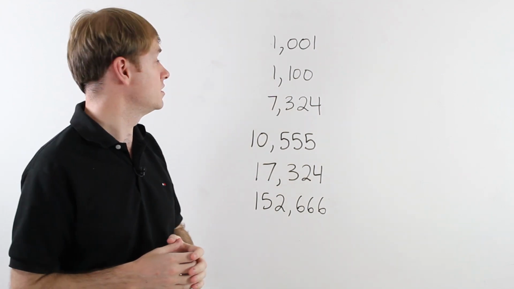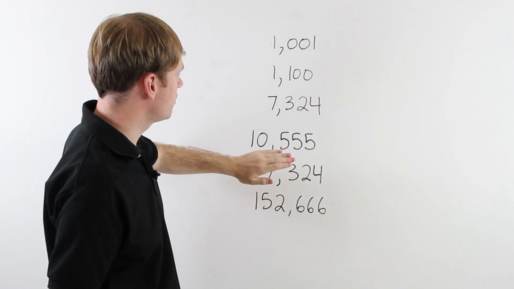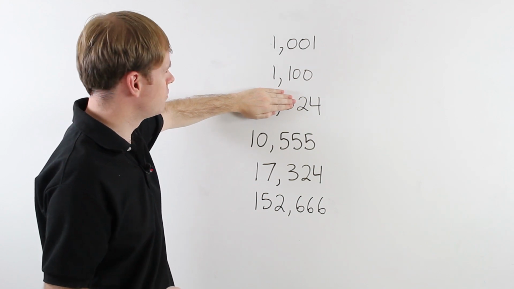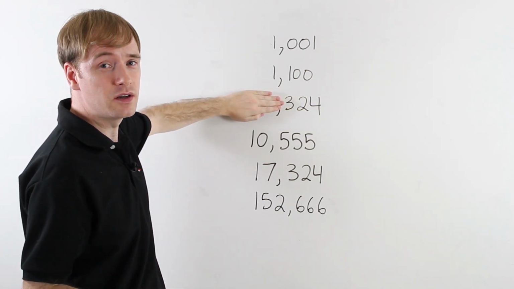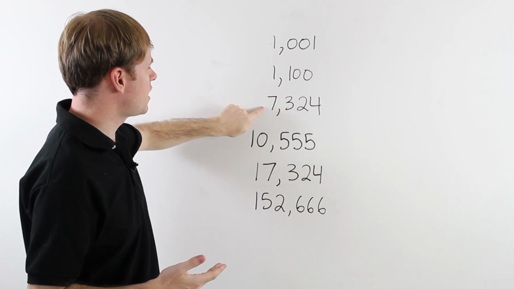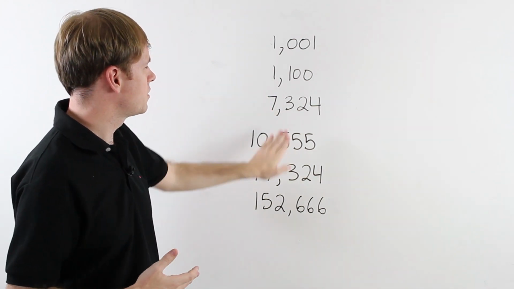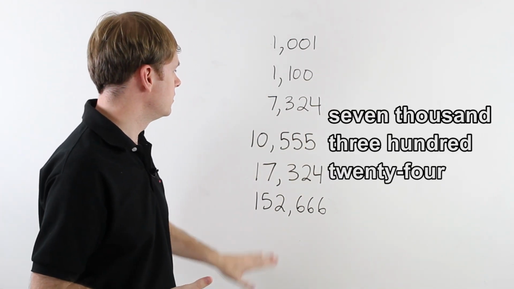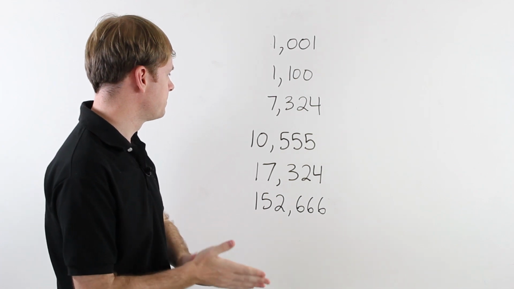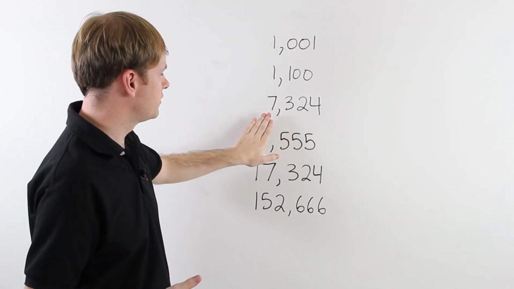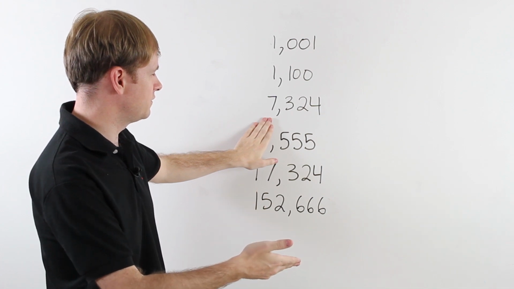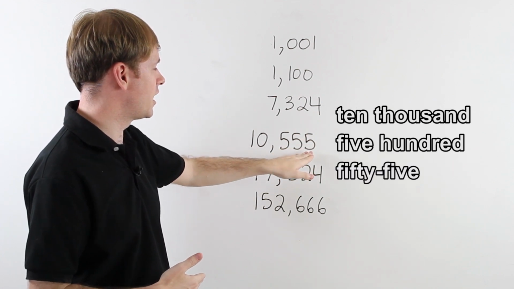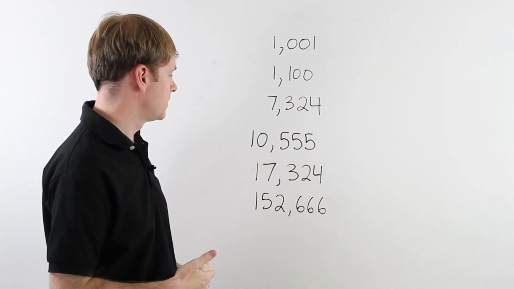Okay, now let's move to the third number here. A little more confusing. We got lots of numbers. Okay, don't be so scared. We know that's 4. We know that's 24. We know that's 324. And then we got the 1,000. So 7,324. 7,324. Let's move on to the next number. 555. 555. 10,555. Okay, let's move on.